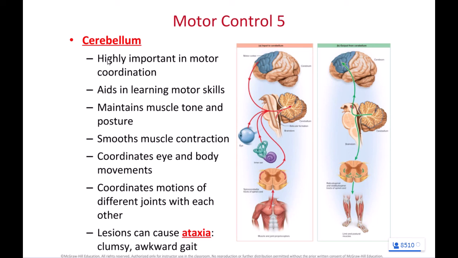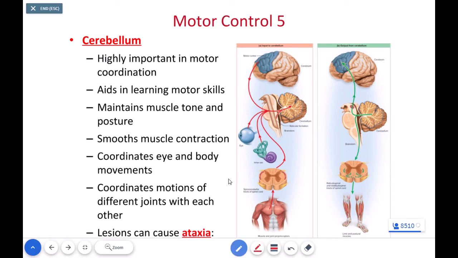Our cerebellum is incredibly important for regulating both smooth muscle and skeletal muscle. When an individual has a lesion in their cerebellum, oftentimes that's going to cause them to have an awkward gait. That awkward gait is a condition known as ataxia.